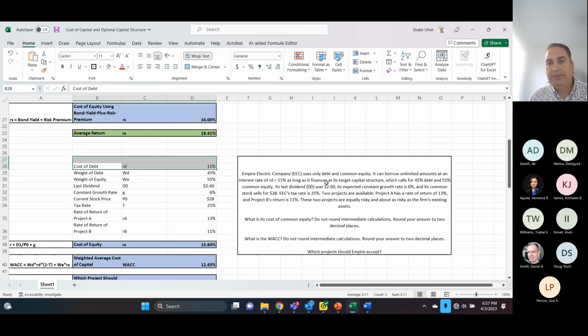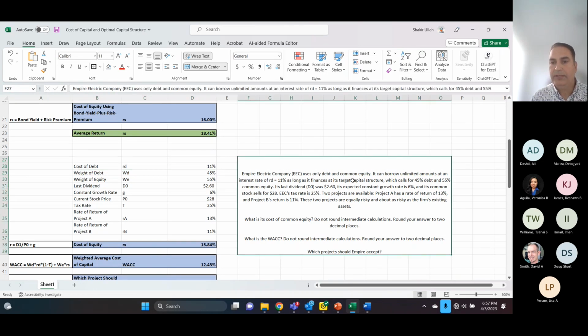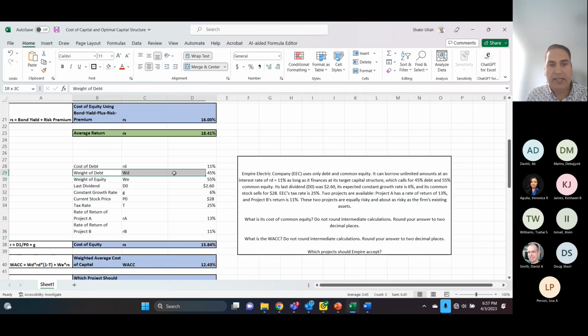As long as it finances its target capital structure. So what is the target capital structure? That should be 45% debt and 55% equity. So I have that other piece of information, and this is the target capital structure. I told you before that if the target capital structure is given to us, then we're going to use these values for the weights of debt and weight of equity. So the weight of debt, according to the target capital structure, is 45%, and the weight of equity is 55%. So these are the weights that we will be using in the formula.